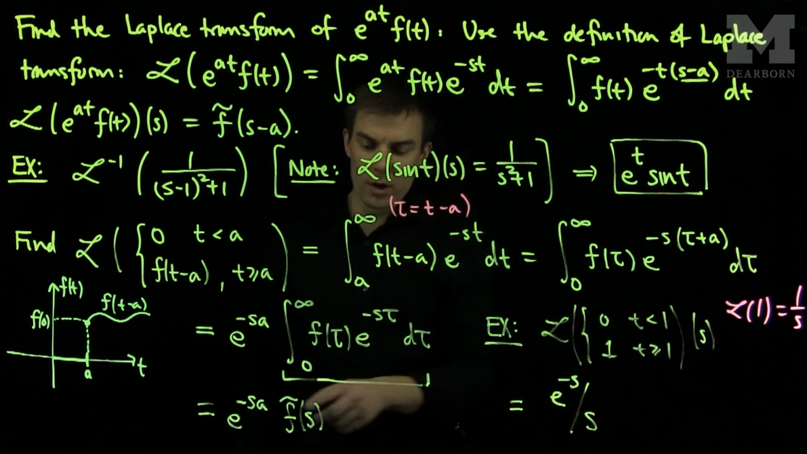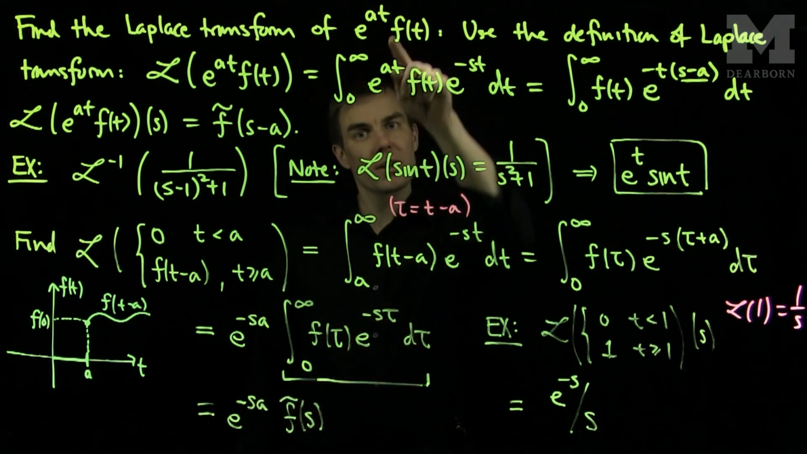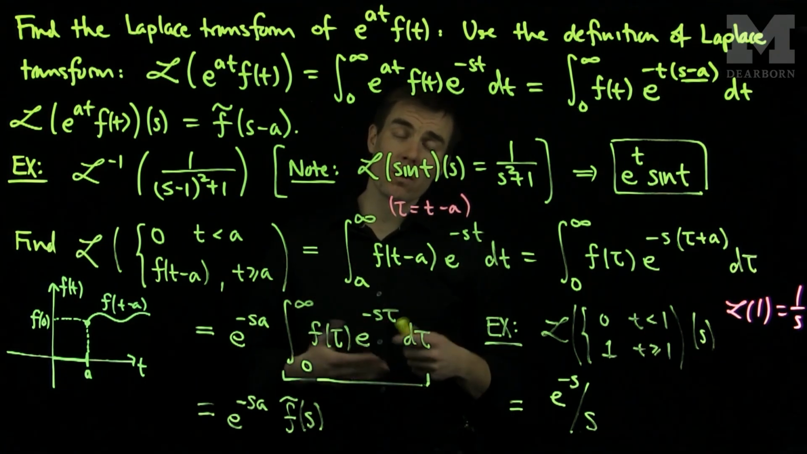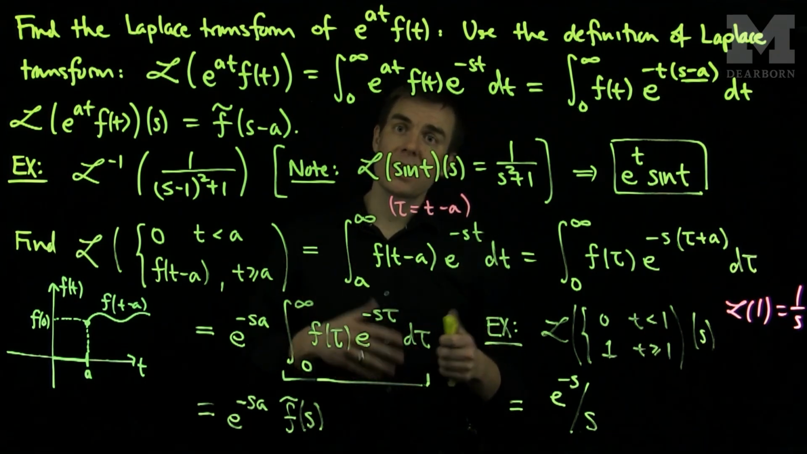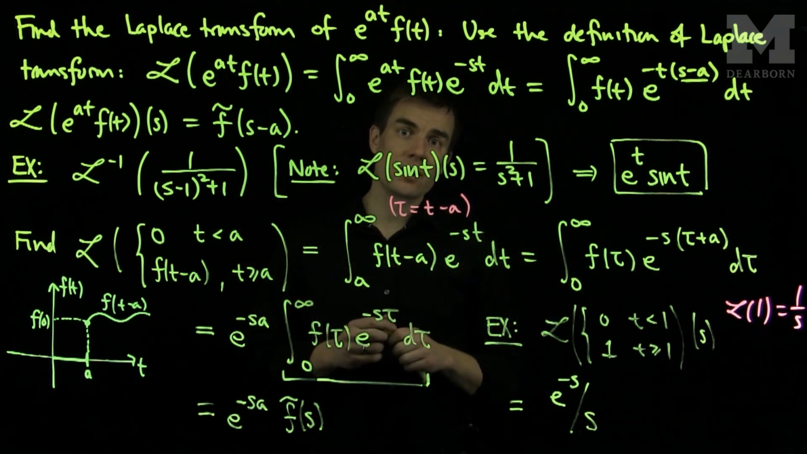So, to conclude, when I have a piecewise defined function that starts at a certain value a, that will multiply the Laplace transform by e to the negative sa. And when I multiply the function by e to the at, that will shift the Laplace transform over. This will be useful when we're solving boundary value problems and initial value problems where there's an initial shifting or a force in the initial conditions.